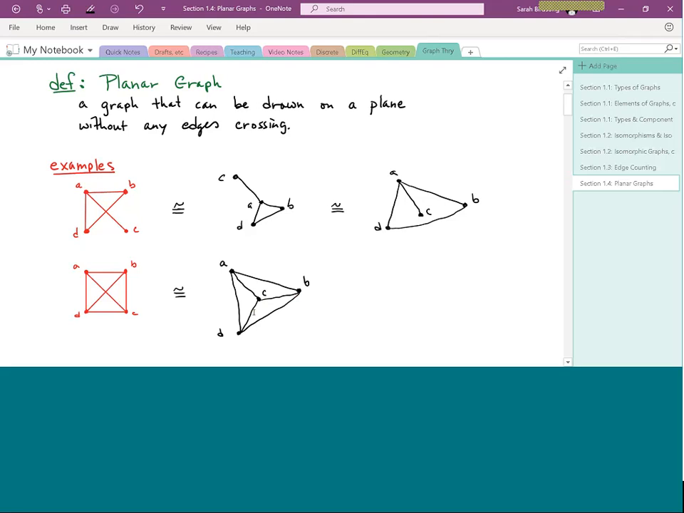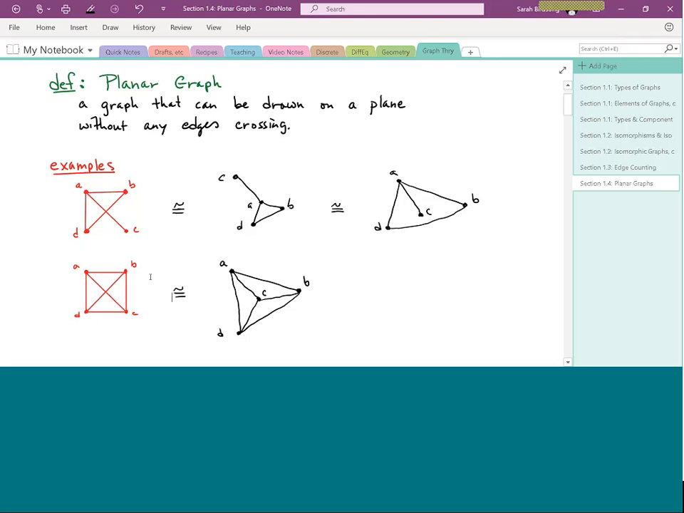But regardless, there are two ways here. One is drawn the first way, where you have what looks like a square, drawn so that the edges cross, and the second way, which looks like you're inside of a triangle, is where the edges don't cross. Okay? So that means the original two graphs are planar graphs, both of them.